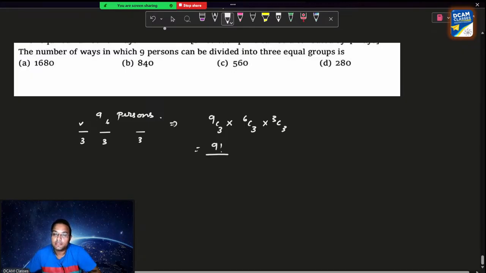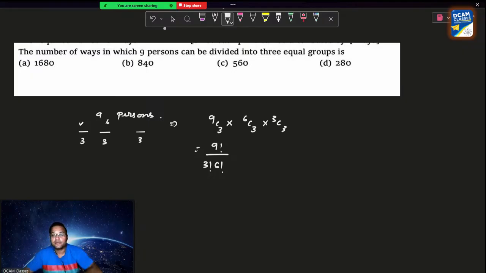9 factorial, let me check the answer because they have solved it in a different way. We'll get 1680. 1680 we are getting. So I think it will be 560. But they are saying it's 280. Let's check. 6 factorial by 3 factorial into 3 factorial. They are saying it is 280.